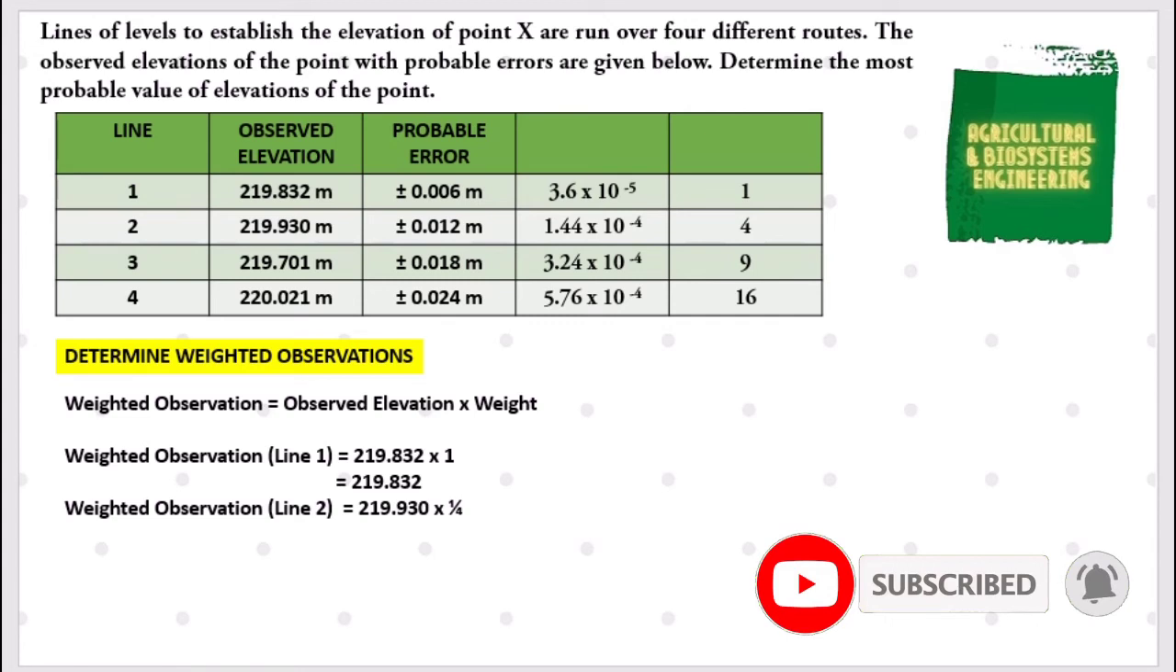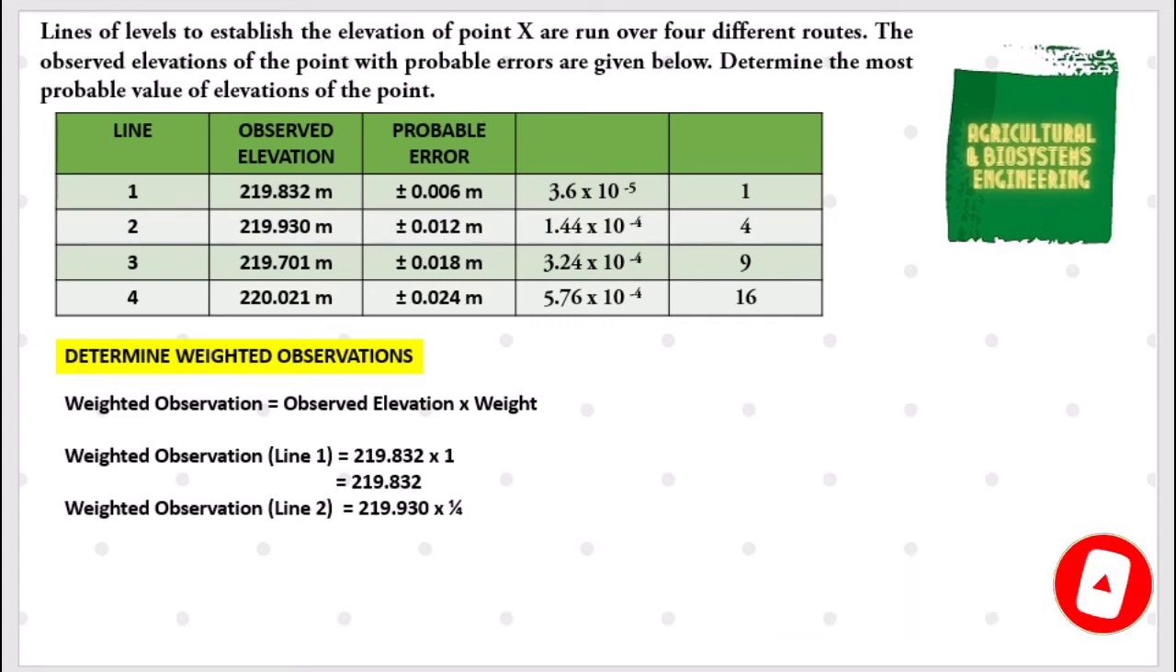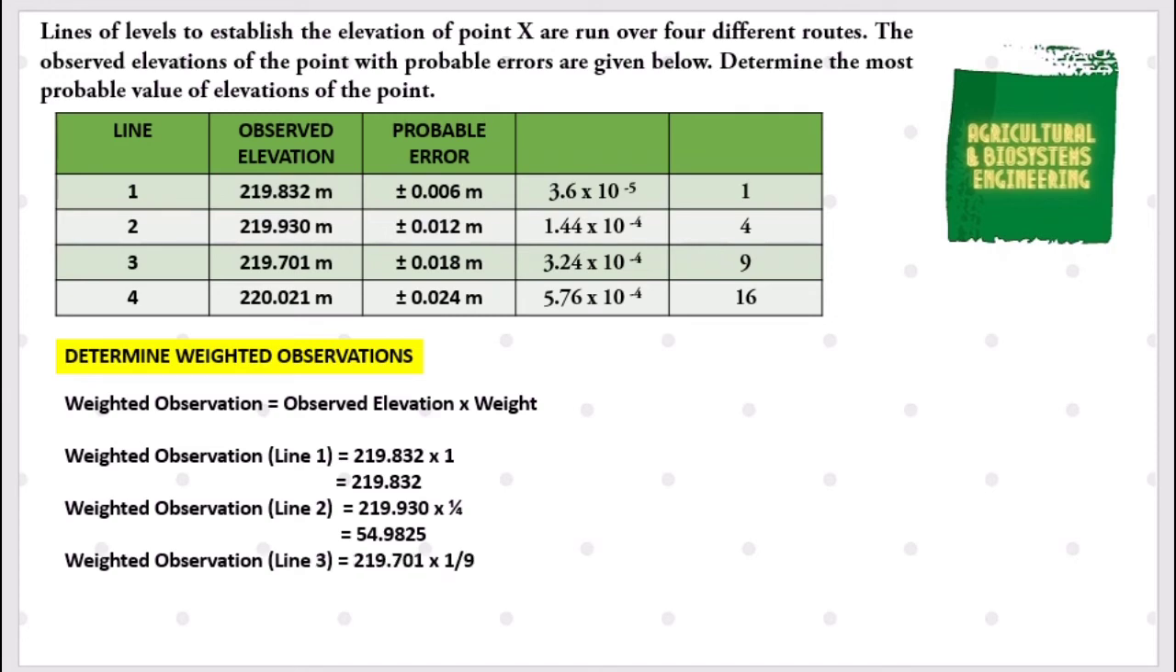Second, for our second line, 219.930 multiplied to 1/4, and the answer is 54.9825. Next, for our third line, we have 219.701 times 1 all over 9, the answer is 24.411. Finally, for our fourth line, we have 220.021 multiplied to 1 all over 16. The answer is 13.751.